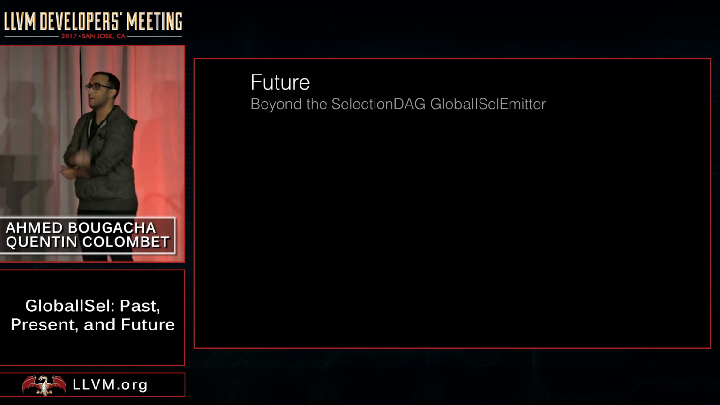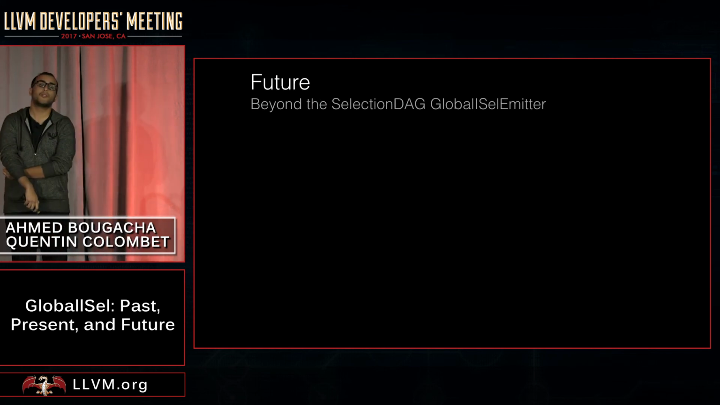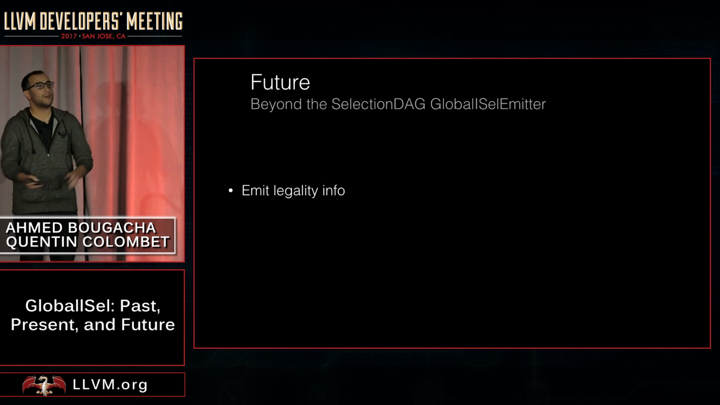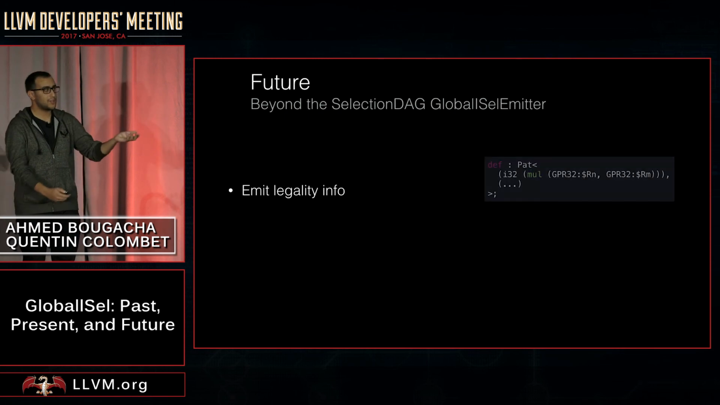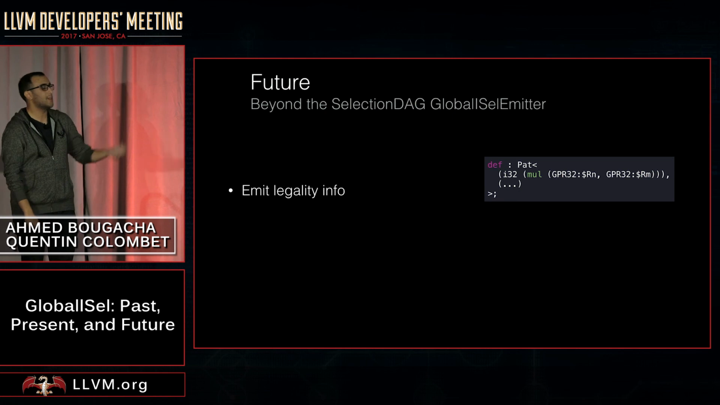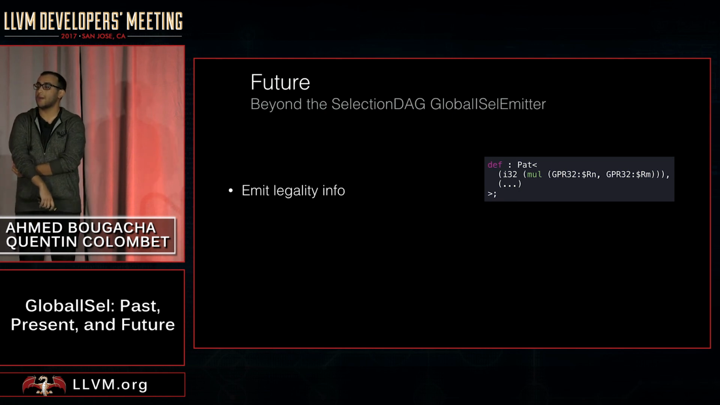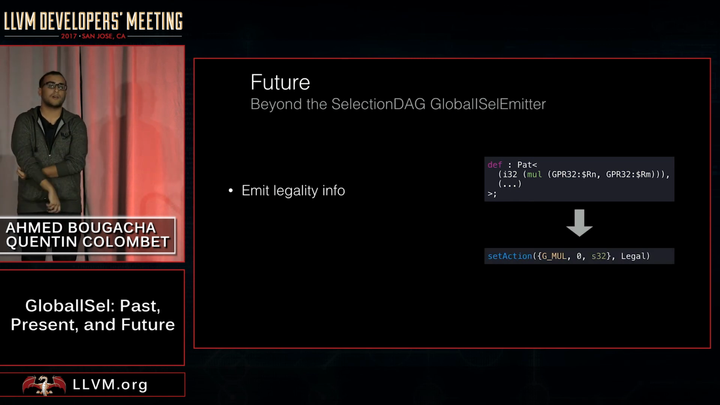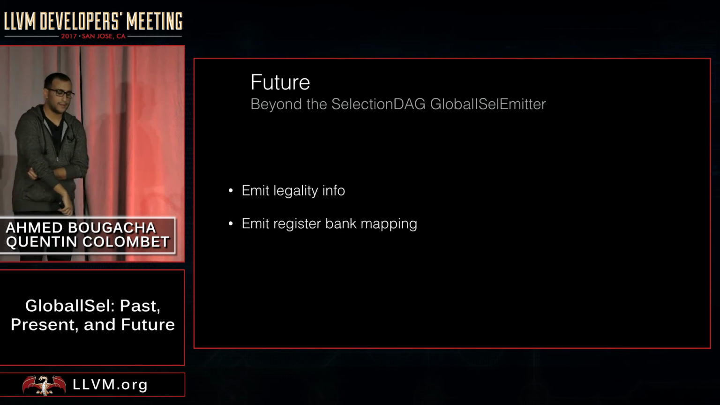Now, beyond O0, there's more that we need to do. For the selection DAG compatibility layer that Quentin mentioned, we can use that to do a lot more. For instance, right now we only use it to emit ISel, but we can also use it to emit legality info. As Quentin mentioned, we have this whole setAction machinery, and we can deduce that just from looking at the patterns. In this case, we have a pattern for a mul i32, and we know that we can just generate setAction for that, because being legal means that we can select it. And the same for register bank mapping.